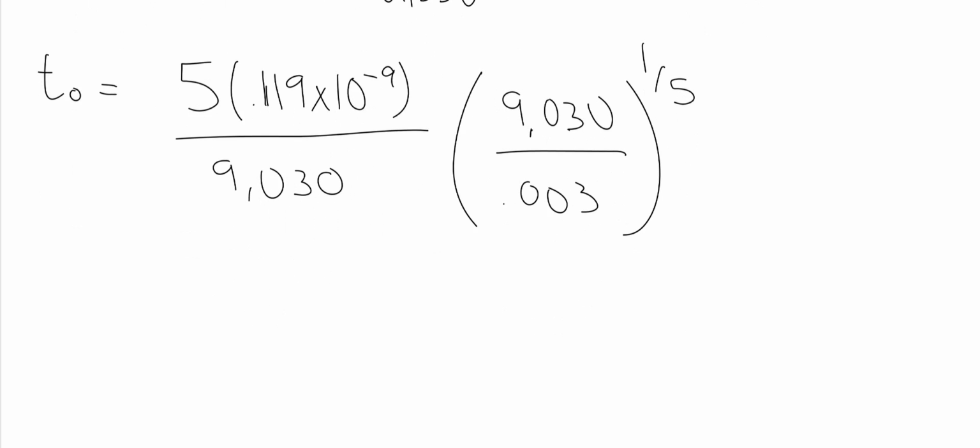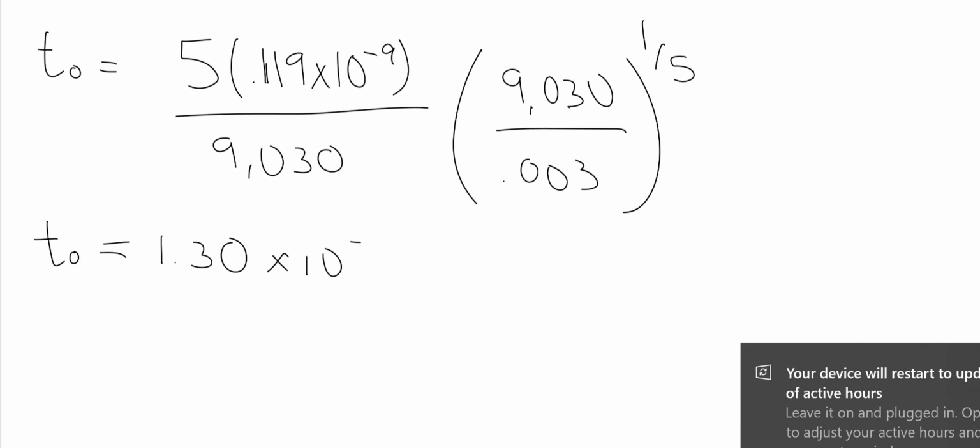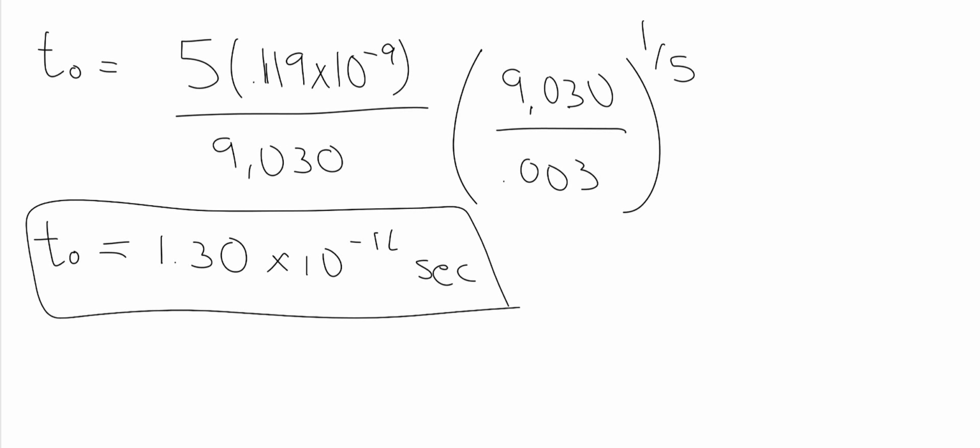So working this math out, we obtain a value of T0 that is equal to 1.30 times 10 to the negative 12 seconds. And that is the solution to the first part of this problem.